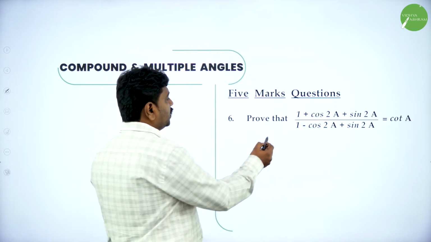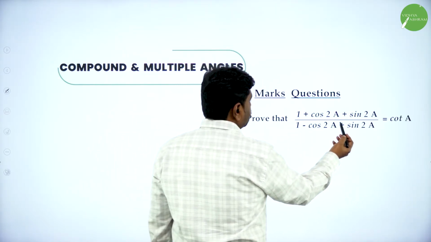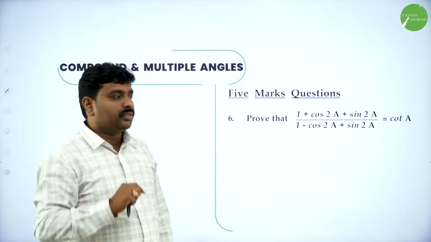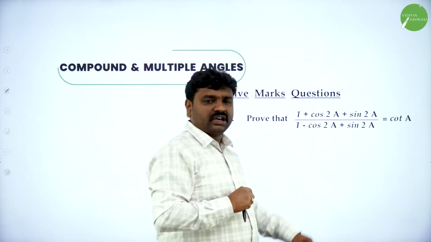Next, prove that 1 plus cos 2a plus 2 sin 2a divided by 1 minus cos 2a plus sin 2a is equal to cot a. See, you can write the cos 2a formula. In numerator, you can write it in terms of cos. In denominator, you can write it in terms of sin.